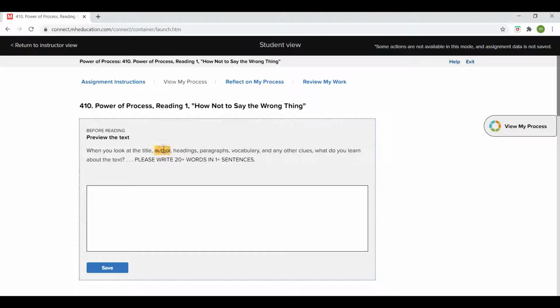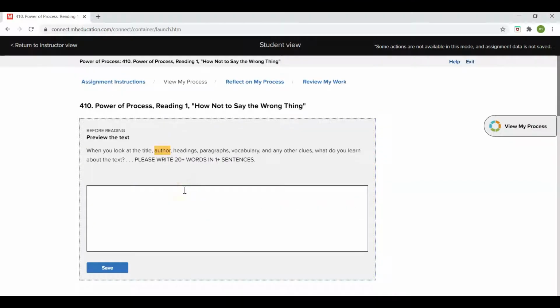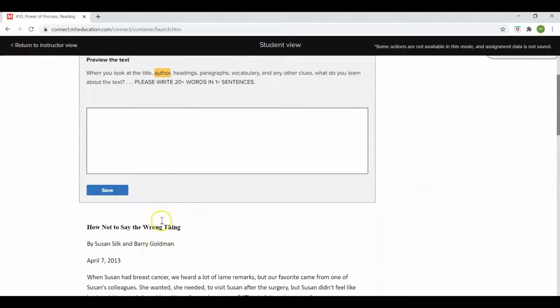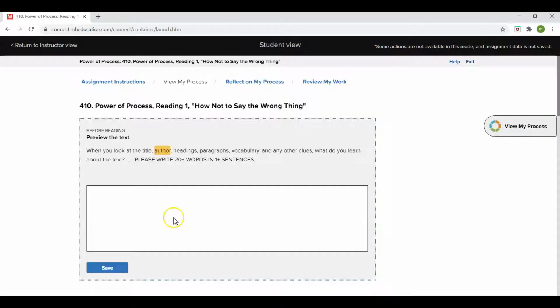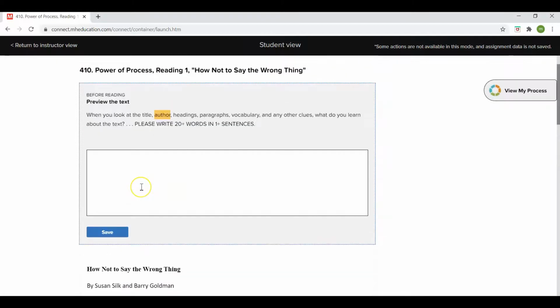Author, you look at the author's name, and actually here we see that there are 2 authors. So what do you think of that? What is it that you want to say about the fact that there are 2 authors? What does that tell you? One of them seems to be a woman. Typically Susan is a female name. And Barry Goldman, again, seems to be a man. Typically Barry is a male name.